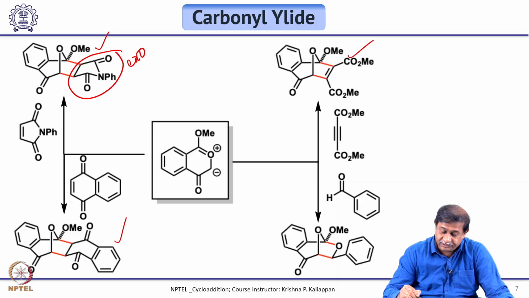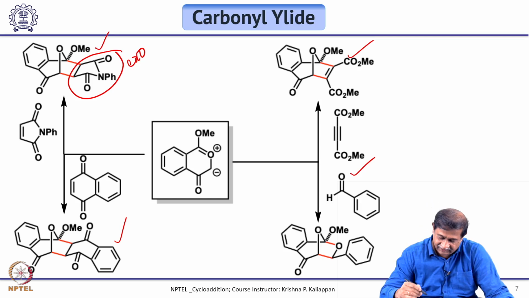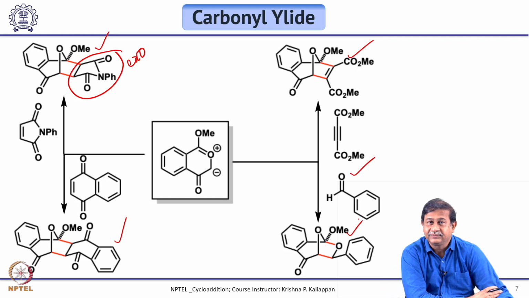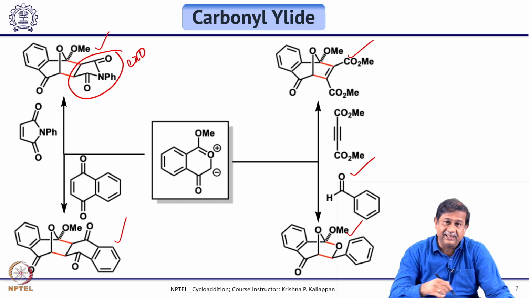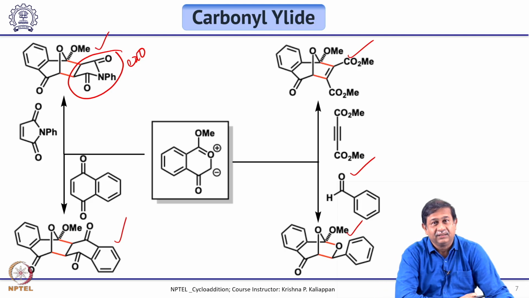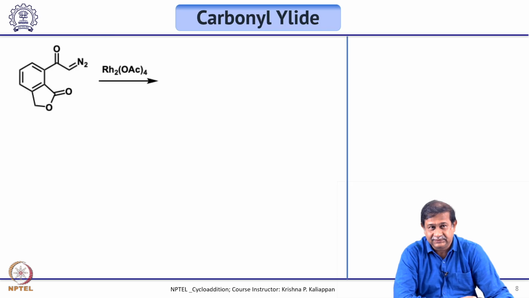And one can also use carbonyl groups. For example, if you treat this with benzaldehyde, then you get this compound. Okay. So basically the dipoles here, carbonyl ylides, can be generated in situ by mixing the corresponding carbonyl group with the diazo compound, and in the presence of various dipolarophiles, the in situ generated carbonyl ylide can undergo 1,3-dipolar cycloaddition reaction to give the corresponding cycloadducts.